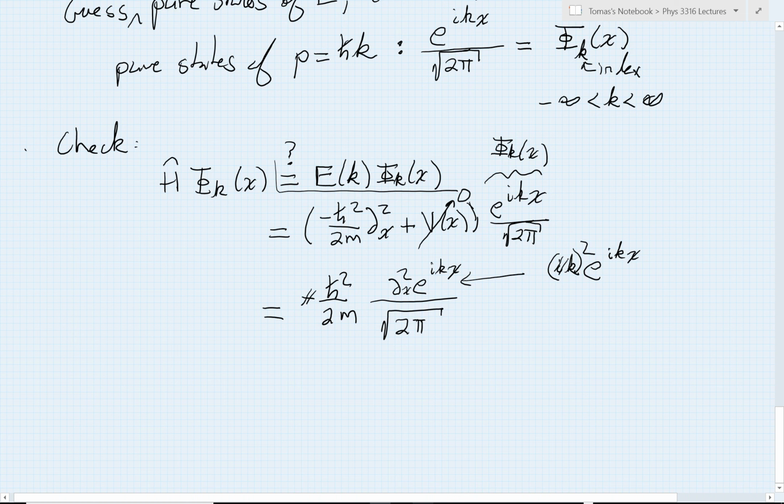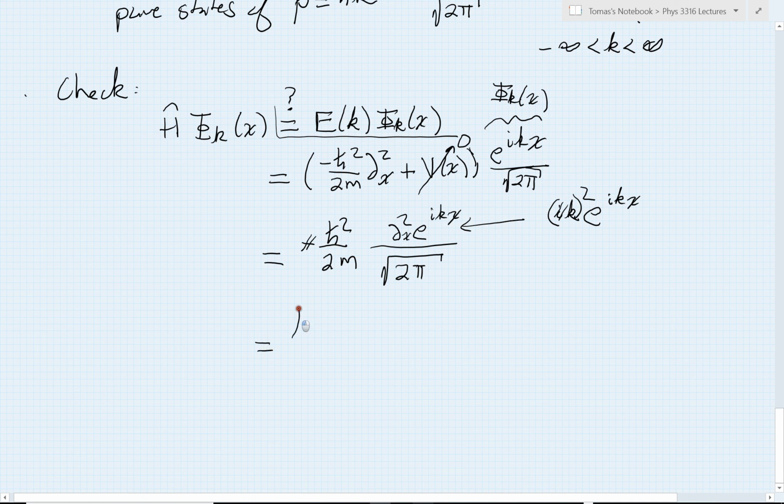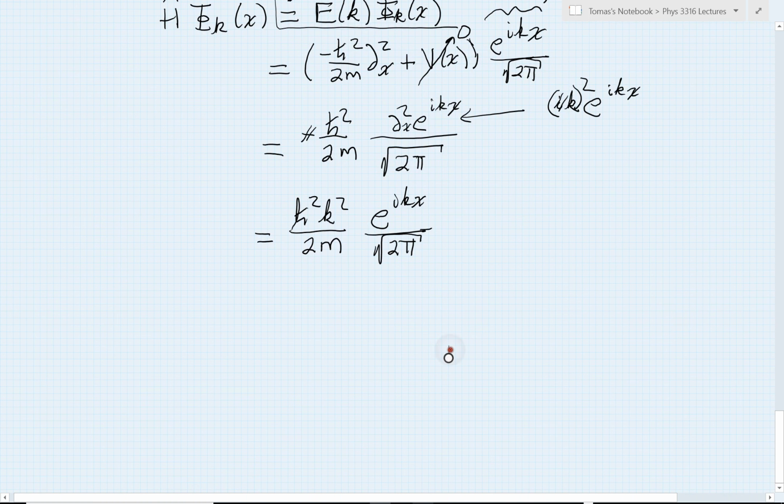So all I'm left with, this is interesting, is some set of constants. I've got h bar squared. I've got a k squared from over here. Let's make sure I've got all my terms. Divided by twice the mass. And then all that's left, I took care of my constants, is an e to the i kx divided by square root of 2 pi. So yes, indeed, look, I've gotten back exactly what I was hoping for. Some constant that depends on k, times my state back again.